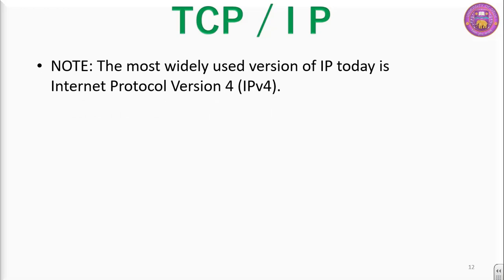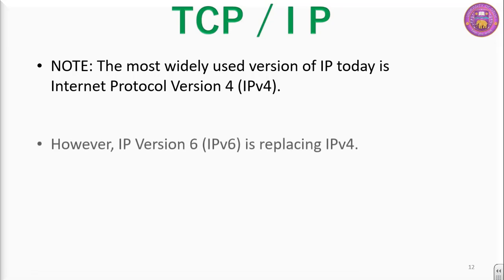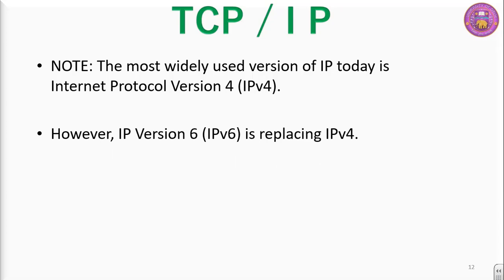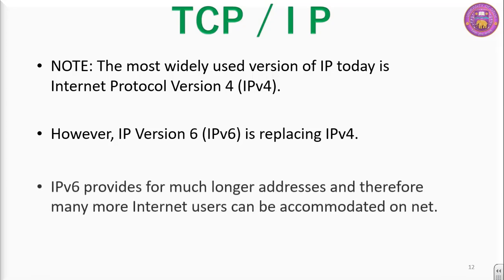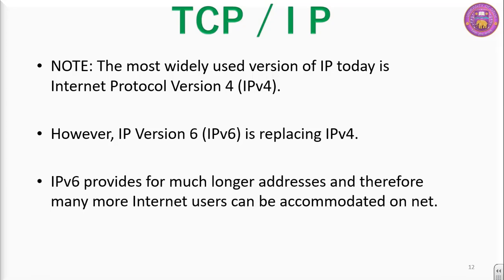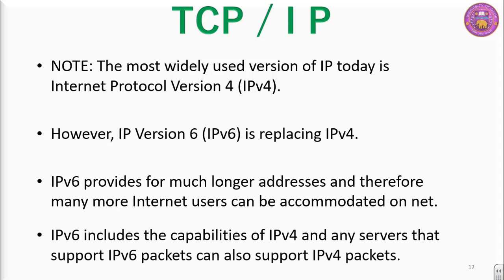Note, the most widely used version of IP today is Internet Protocol version 4, that is IPv4. However, IP version 6, IPv6, is replacing IPv4. IPv6 provides for much longer addresses, and therefore many more internet users can be accommodated on the net. IP version 6 includes the capability of IP version 4, and any servers that support IP version 6 packets can also support IP version 4 packets.